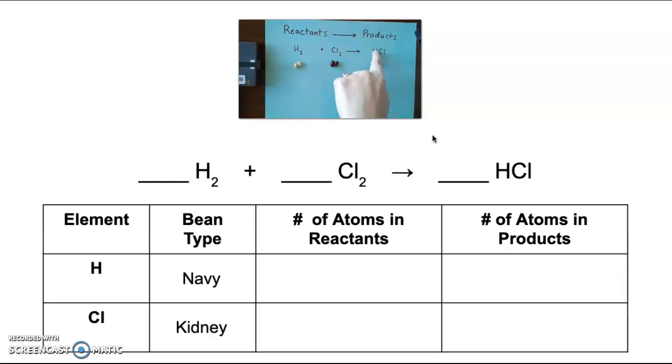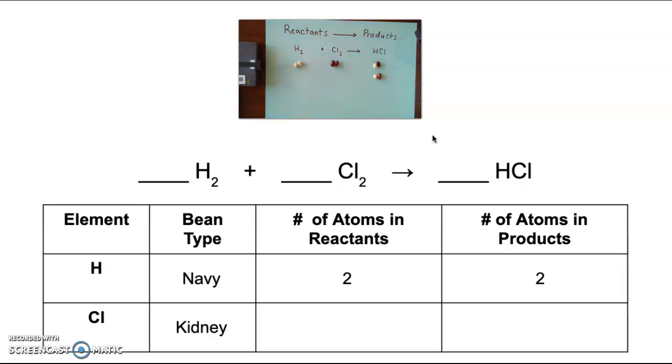I can't make a new product. The only product that I can have is HCl. So I'm going to add another HCl molecule here. All right. And now when I added that HCl, not only did I get another hydrogen, I also got another chlorine. So now I can see that I've got 2 hydrogens on my reactant side, 2 hydrogens on my product side.